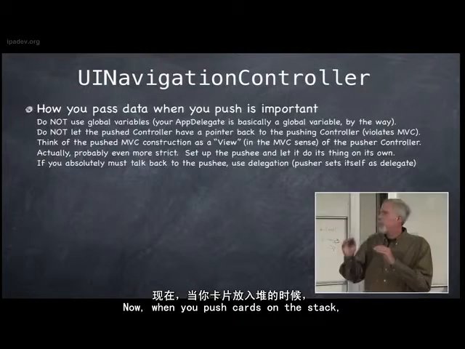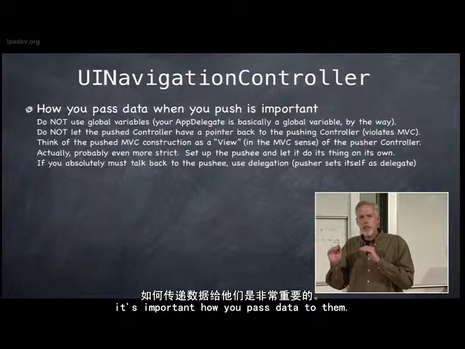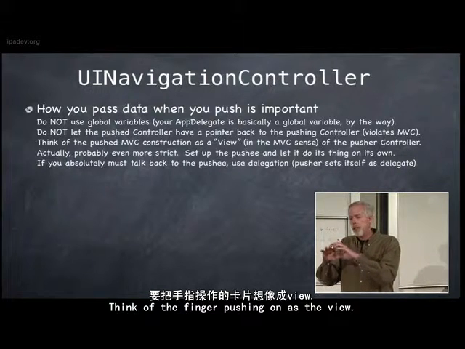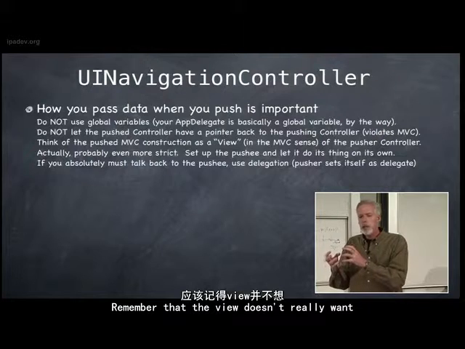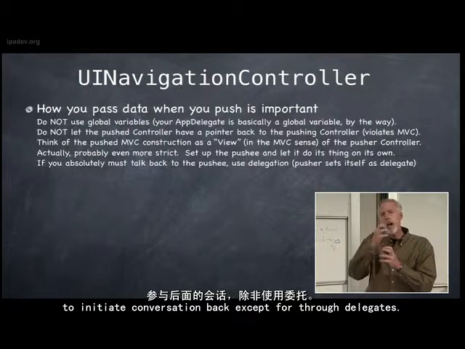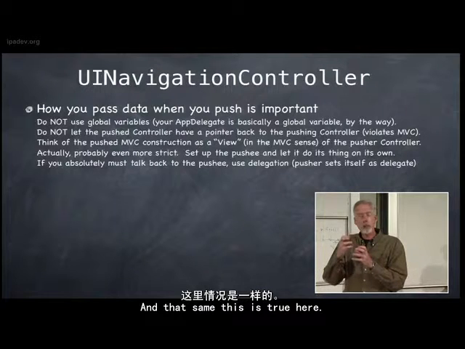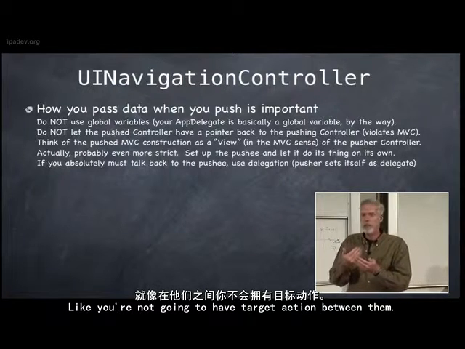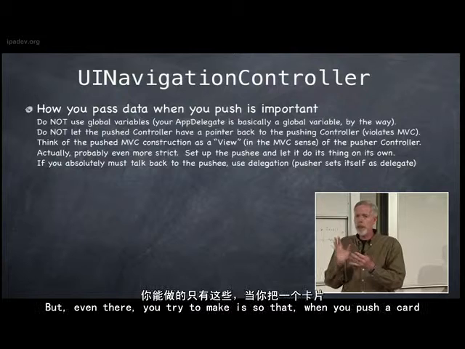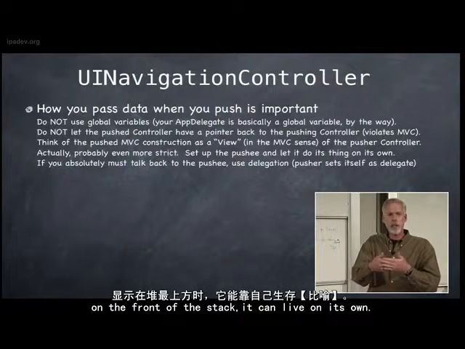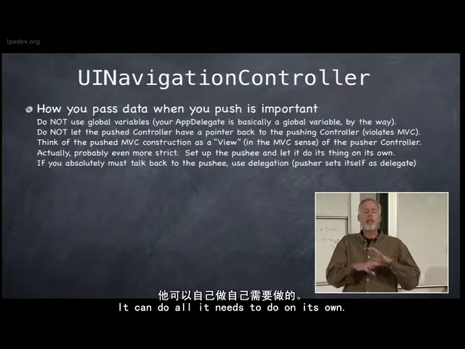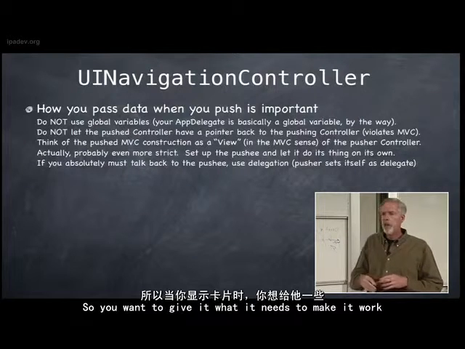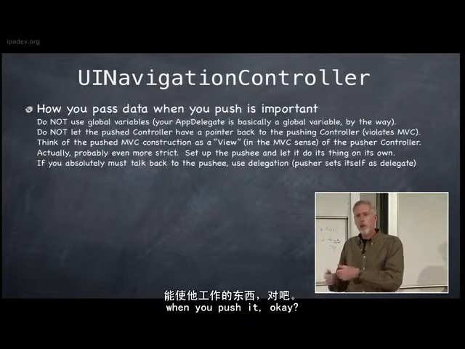Now, when you push cards on the stack, it's important how you pass data to them. We want to obey MVC here. Think of the thing you're pushing on as the view. Remember that the view doesn't really want to initiate conversation back except through delegates. And that same thing is true here. When you push that card on, in fact, maybe even more strict, you're not going to have target action between them. You might have delegates, but even there, you try to make it so that when you push a card on the front of the stack, it can live on its own. It can do all it needs to do on its own. It has its own MVC. Hopefully it's got all it needs to make it work. So you want to give it what it needs to make it work when you push it.